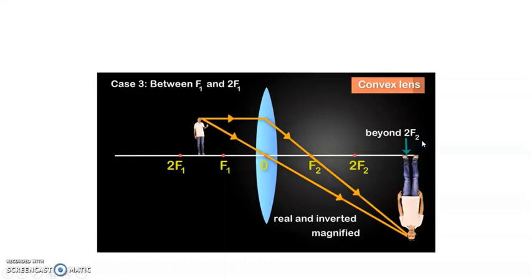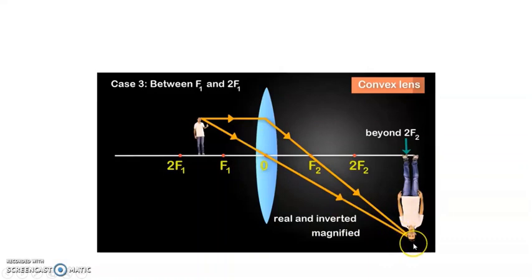Right. There's another situation there, case number 3. If we place the object in between F1 and 2F1 there, and then we use either 2 of the 3 ray rules, and then we note the point where they intersect, we'll find that the image which is produced is larger than the object. It's larger than the object, so we say that it is magnified. And then that image is upside down, so we say it is inverted. And then lastly, that image is real because these light rays actually pass through that image.